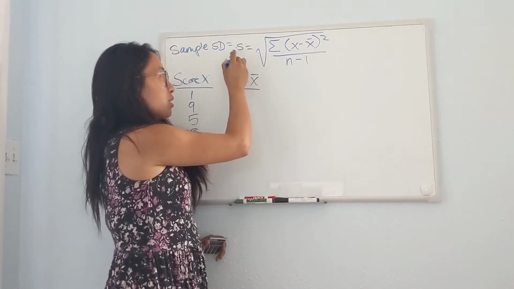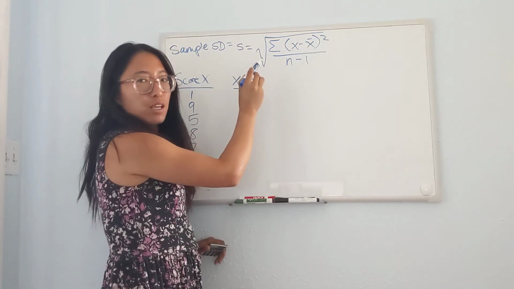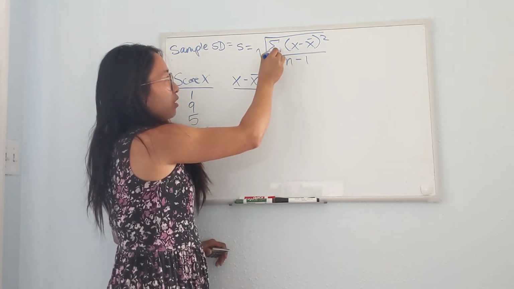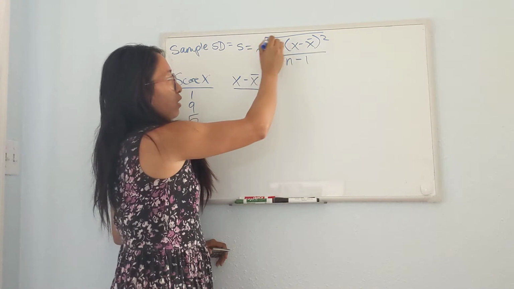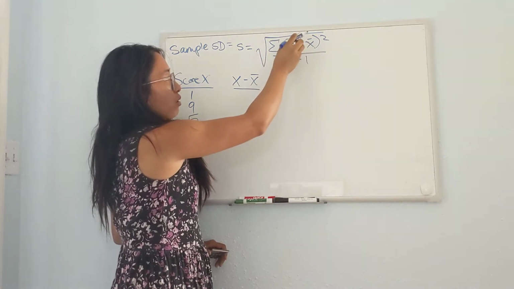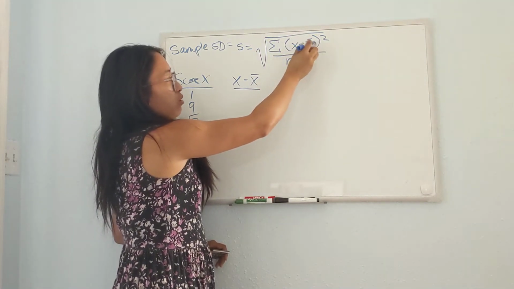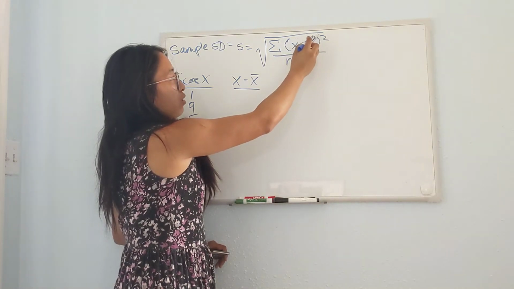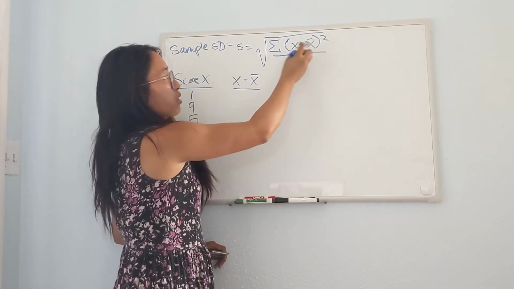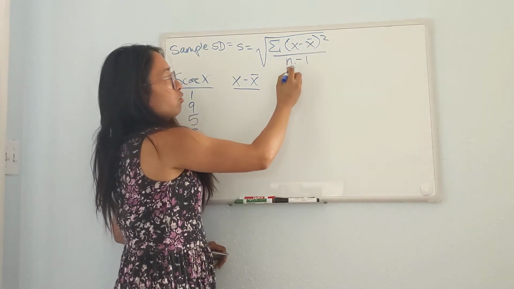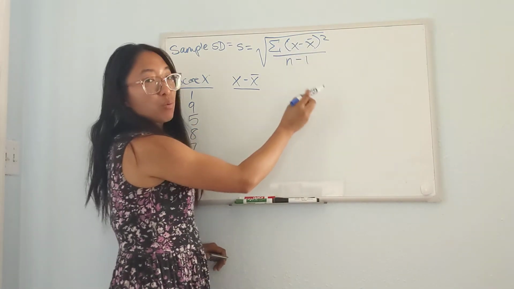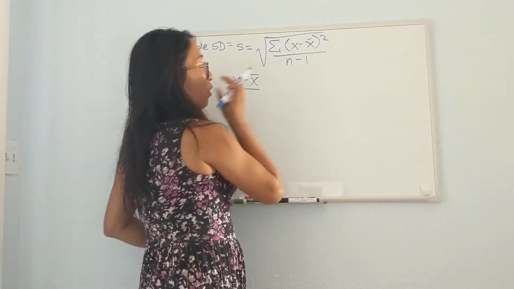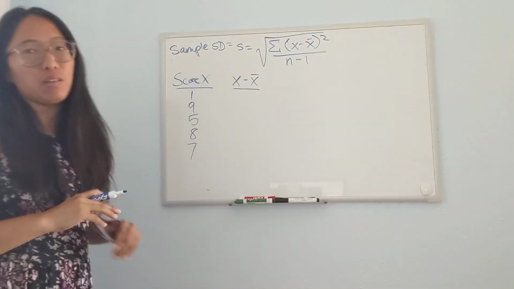So this S stands for standard deviation. At the end we have the square root, but within the square root, we have x minus x bar, and then we add up all the squares of x minus x bar, all over the sample size minus 1. So we have to calculate first x bar, which is the mean, or the average.